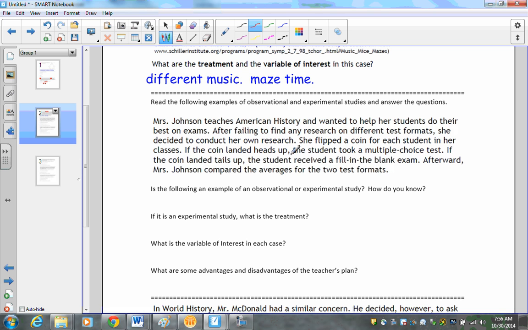Okay, now reading this, she flipped a coin and the student took a multiple choice test or a fill in the blank exam. The teacher, Mrs. Johnson, is actually imposing a change on the students. So right then and there, it's experimental. And how do you know? Because different students took different tests. If it's an experimental study, what is the treatment? The treatment is the type of test. All right. What is the variable of interest? Student scores or test scores.